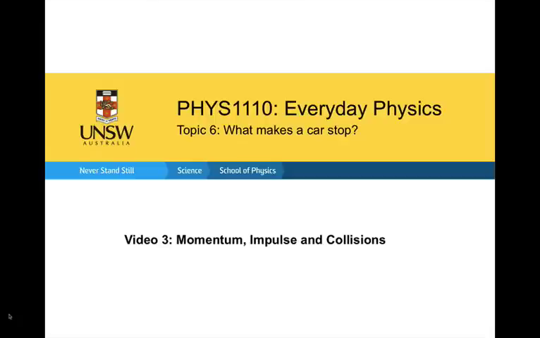Video we're going to continue the topic what makes a car stop. We're going to be looking at momentum, impulse and collisions. In this video we're going to be looking at conservation of momentum, impulse and collisions. So what we're actually going to be looking at is the physics behind car crashes.